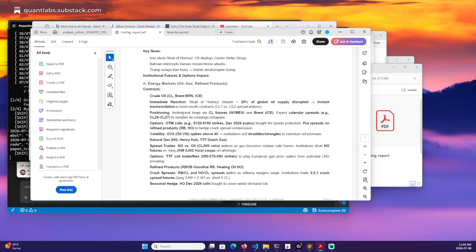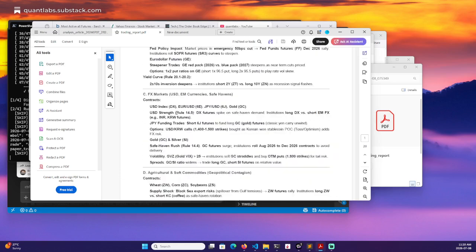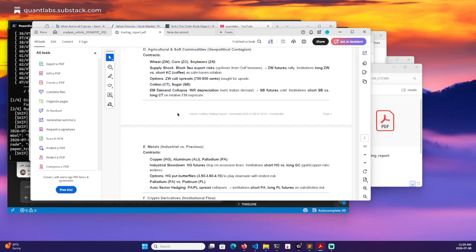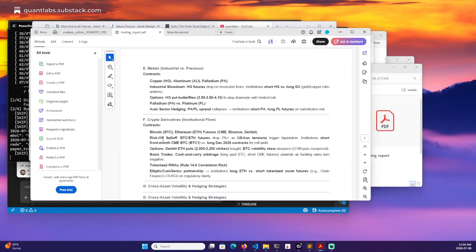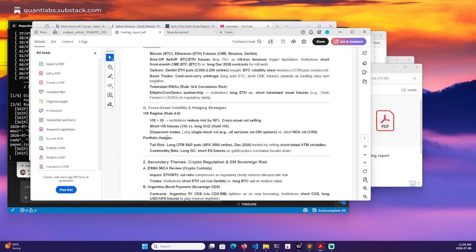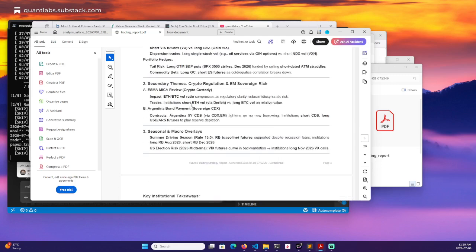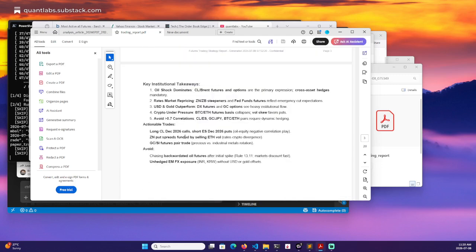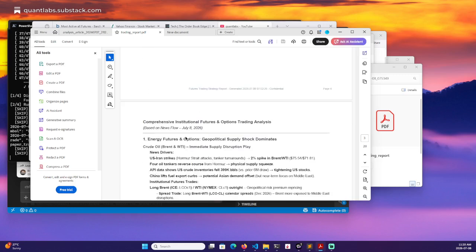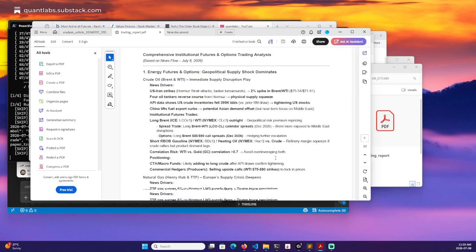Interest rates, energy, crypto, and the equity markets as well, metals, crypto, and we like VIX is going to be a big thing as well for the volatility, and then again the indices as well. So in here, I'm just breezing through this. You can see there's about 20 pages.